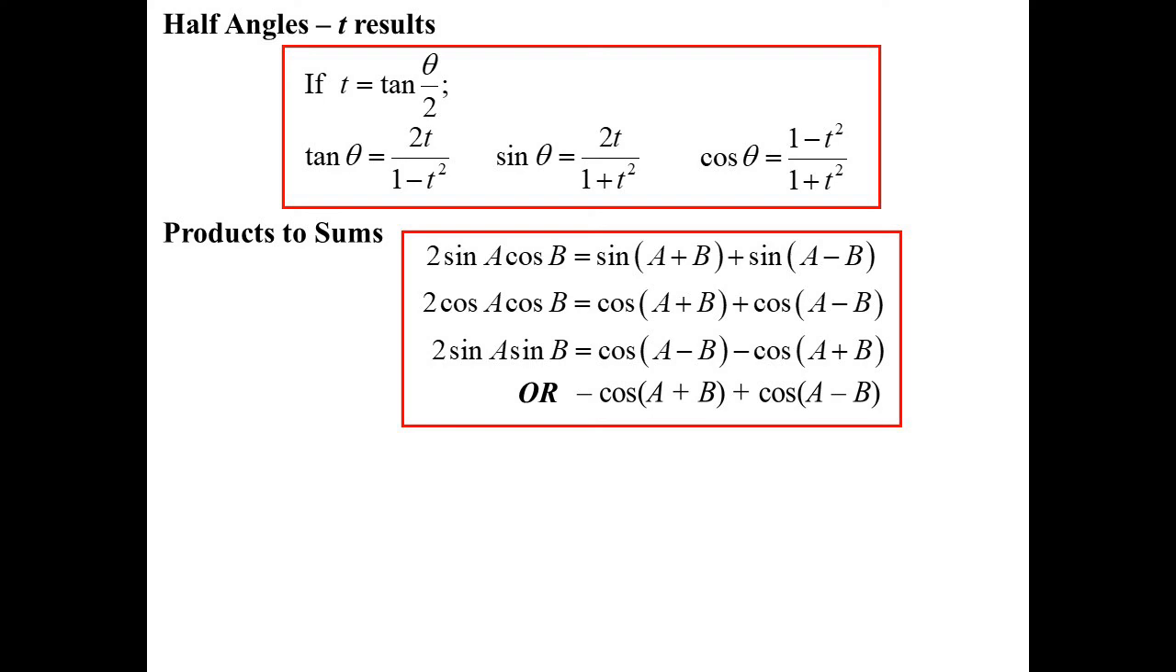Or, another way of thinking about sine sine, and I know you think, well, hang on, all he's done is swap it around, but I've swapped it around for a logical reason. Because you'll notice by writing it as minus cos A plus B plus cos A minus B, then the first one is always A plus B. The second one is A minus B, so it makes it a little bit easier to remember the formula.